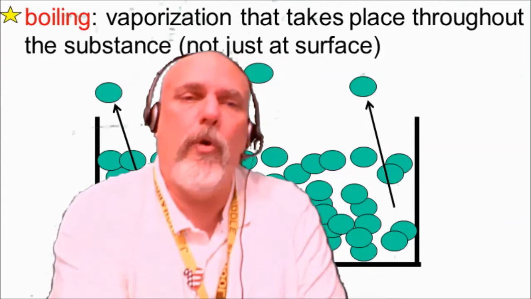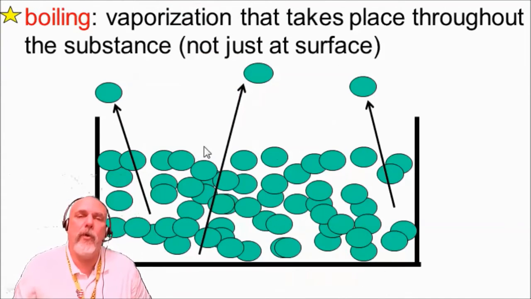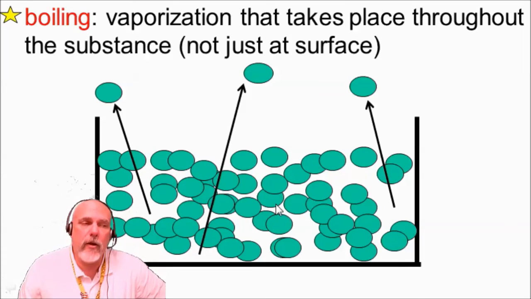All right, now it's time to talk about boiling. Boiling is when vaporization takes place throughout the entire substance. So it's not just at the surface like evaporation was. The particles anywhere in the substance actually have the ability to become a gas and to vaporize.